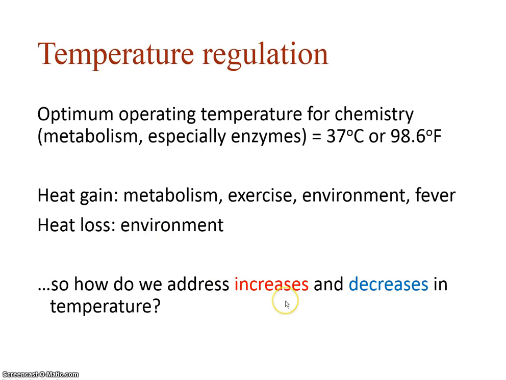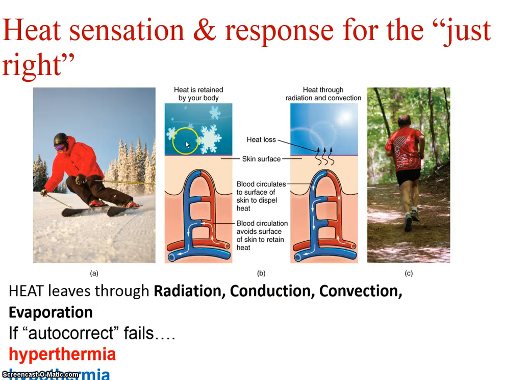So how do we do these increases and decreases? Here again, you have to have a way to sense the problem, and this we said we have thermoreceptors, so we have lots of sensory. And you have to then send that to an area of the brain, and the brain has to then direct a response back to muscles and glands in the skin.